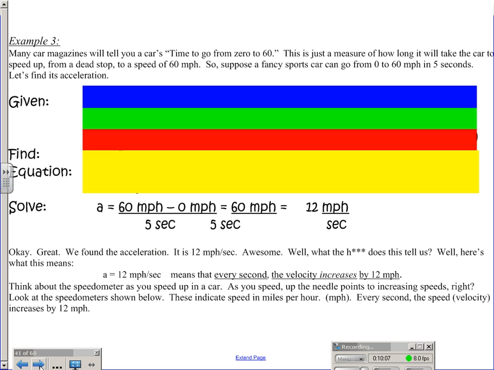Okay, here we go. Example number 1. All right, so lots of car magazines. Oh, the answer's already on here. Don't look at the answer yet.